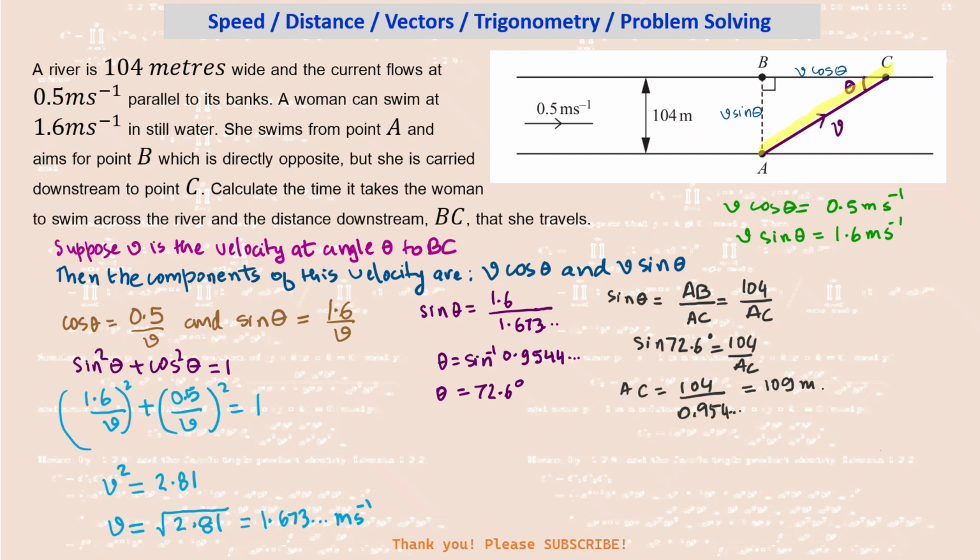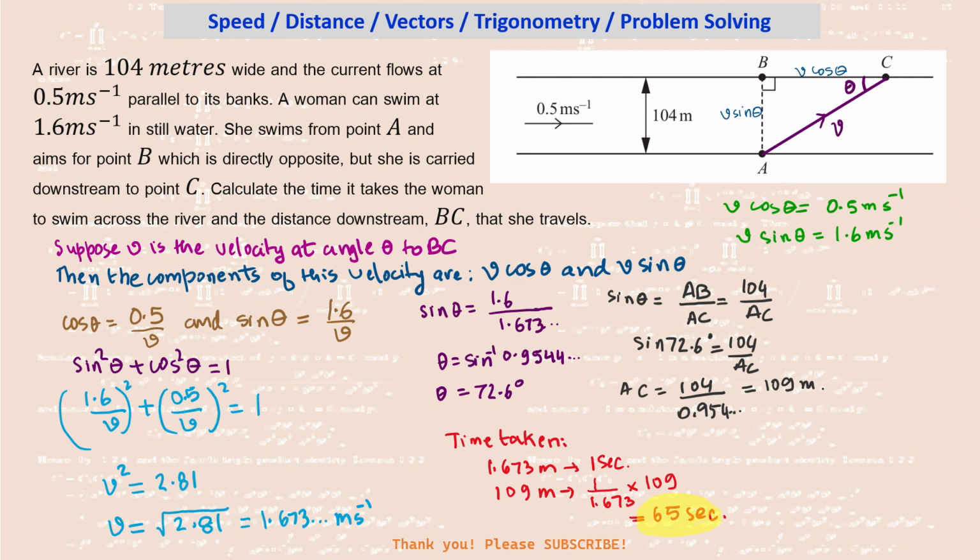So now that I know AC is 109 meters, I can work out the time it would take to travel this distance. The velocity is 1.673 meters per second, hence for 109 meters it will be approximately 65 seconds.